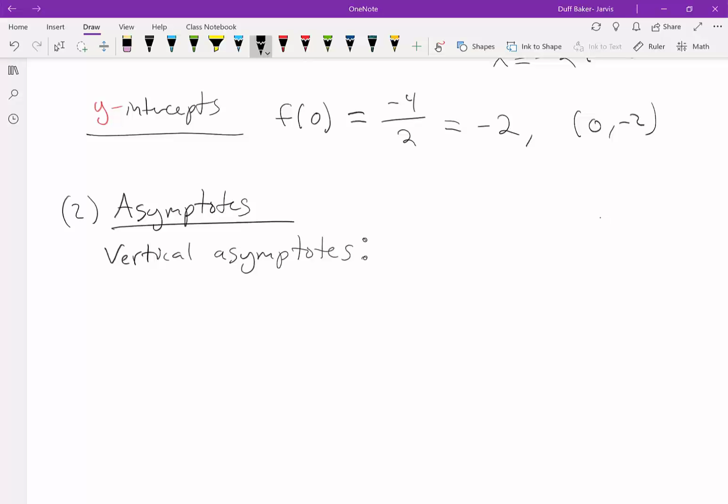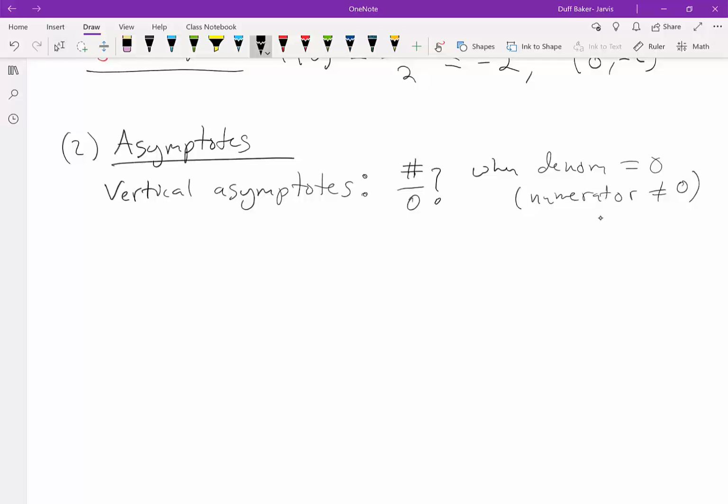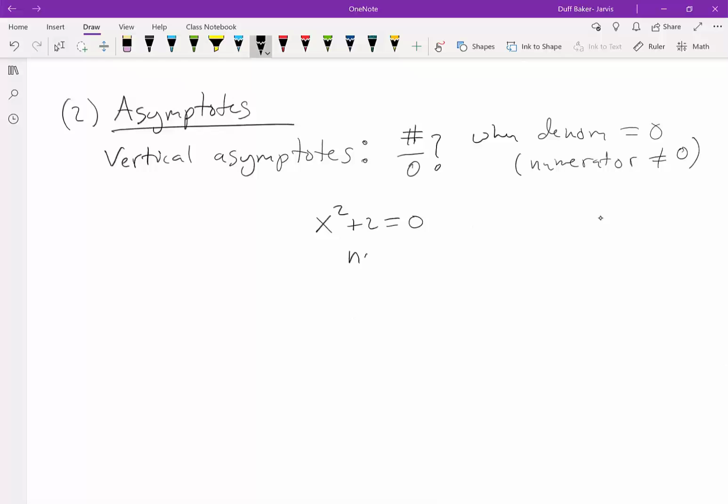If you think back to when we talked about limits, how did we notice that a function had a vertical asymptote? It was essentially when you have a number that's not 0 over 0 when you plug in a certain number, right? So that means we look at when the denominator is 0. You have to be careful, because if the numerator is also 0, then you don't quite know what's going on. But if the denominator is 0 and the numerator is not 0, that'll be a vertical asymptote. So here we're basically asking, for what x values does x squared plus 2 equal 0? If you look at this for a minute, you'll realize that there are no solutions. So there are no vertical asymptotes here, which is nice.